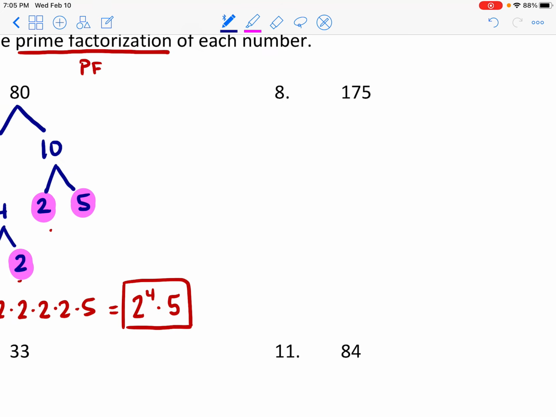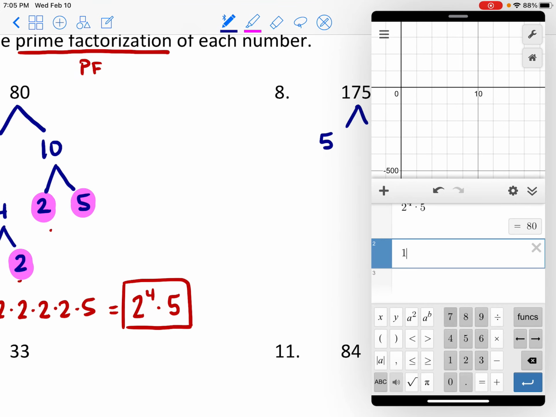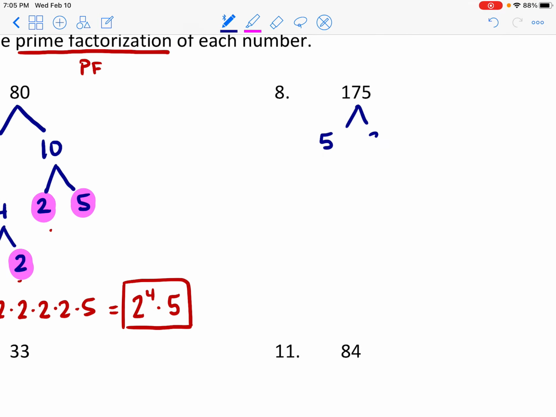175, maybe the easiest number to see that it divides by is 5, since it ends in a 5. And how many times is 5 going to go in? Well, 175 divided by 5 is 35. So I could say this is 5 times 35. Now, 5 is a prime number, so I can stop that one. But 35, I can still break down to 5 times 7. And that's prime, which means we're done.